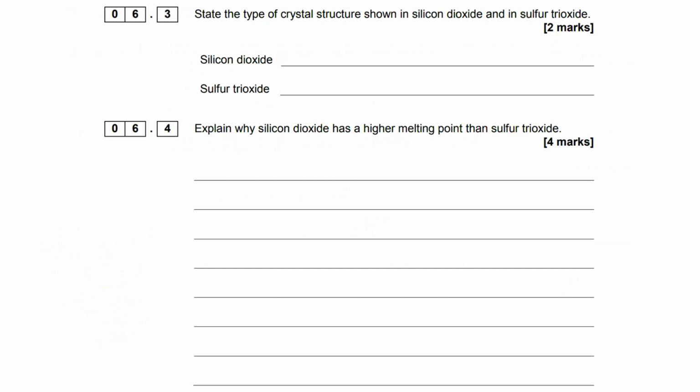So then we go on to look at crystal structures, and we're starting to deal with bonding now. Silicon dioxide and sulfur trioxide. Well, silicon dioxide, hopefully you are remembering the structure of it and you're remembering its similarity to diamond. It does have that same tetrahedral makeup. So it is a giant covalent structure. Sulfur trioxide as SO3 is molecular covalent, often referred to as simple covalent as well.